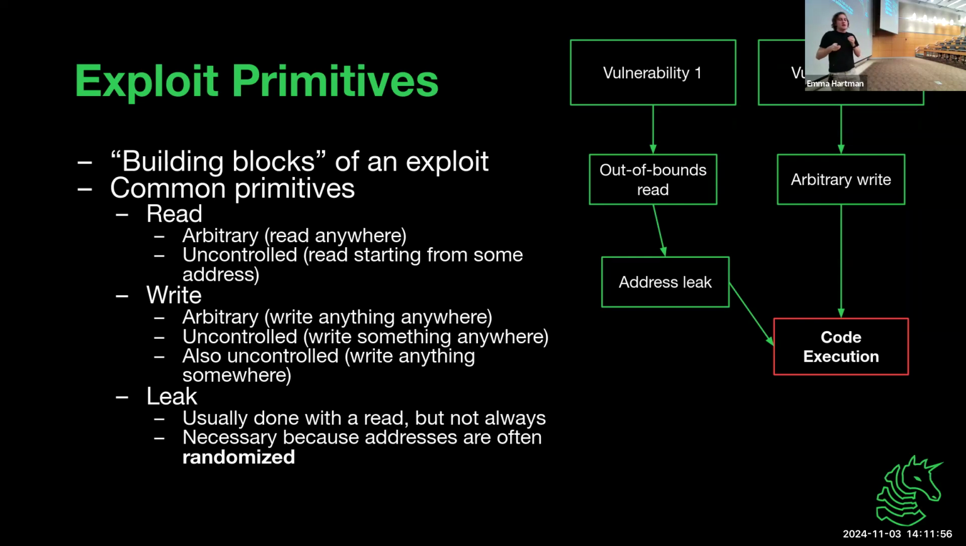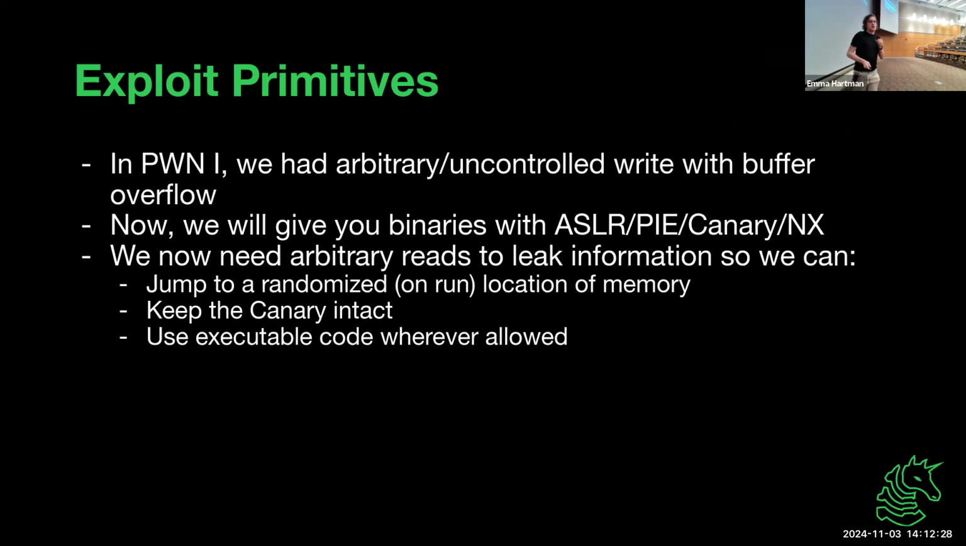It's very powerful. And then there are two types of uncontrolled writes, where you can write some value, maybe not any value, to anywhere, or you can write anything to some specific addresses that might be out of bounds, but not arbitrary. And then a leak is usually a read primitive, but there are other ways to do it. And this is necessary because, as we talked about earlier, the address space can be randomized, and we need to know where things are in order to do some exploits.